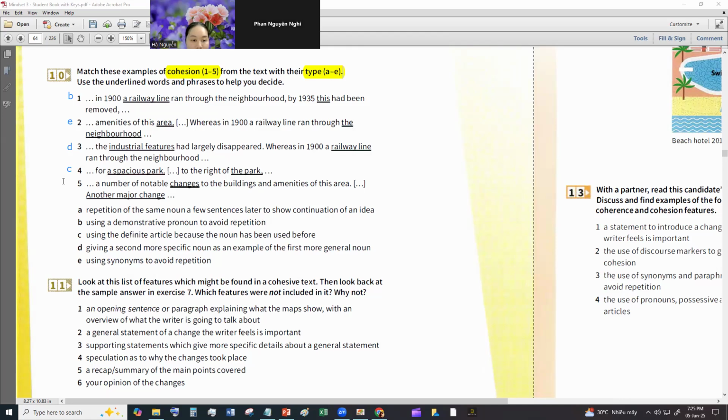And "changes" and "another major change" is repetition of the same noun a few sentences later to show continuation of an idea. Good job, well done. So Nghi, there you go. You did very well. That's the first thing I want to say.